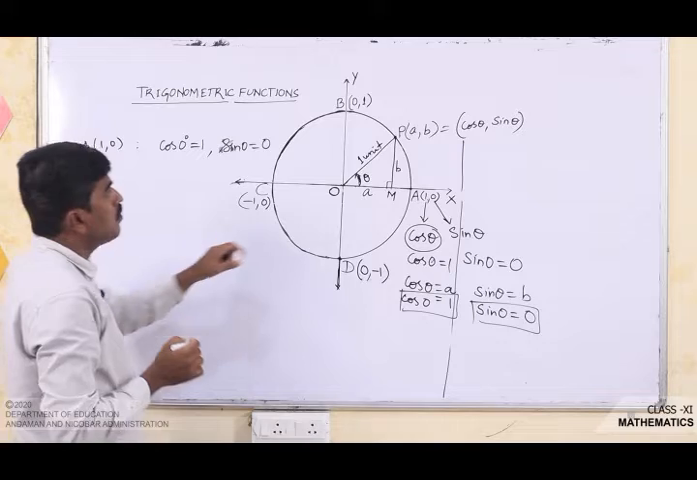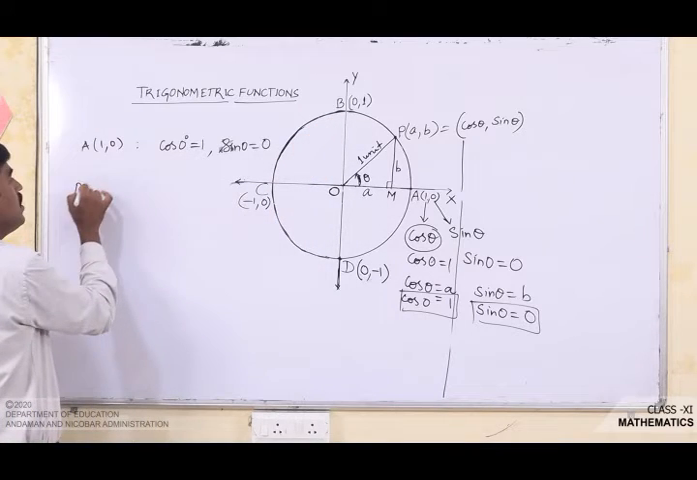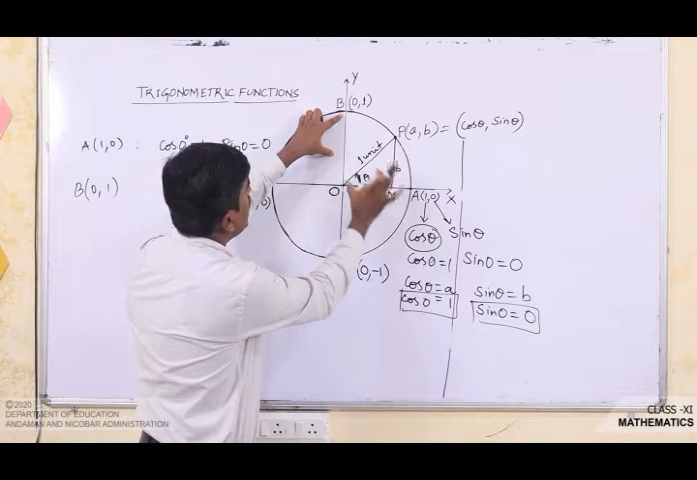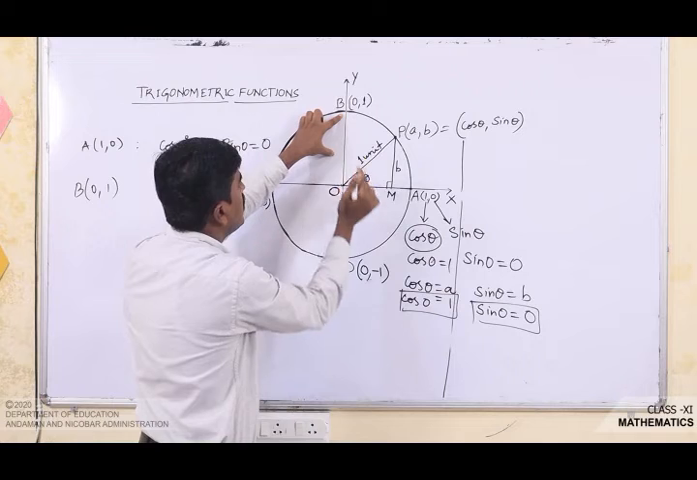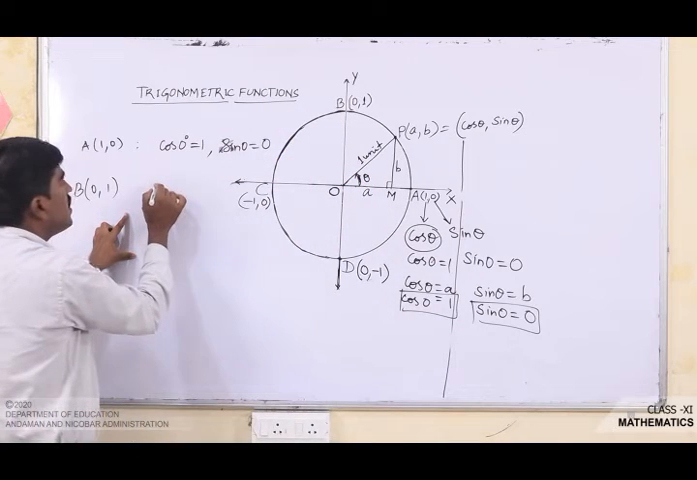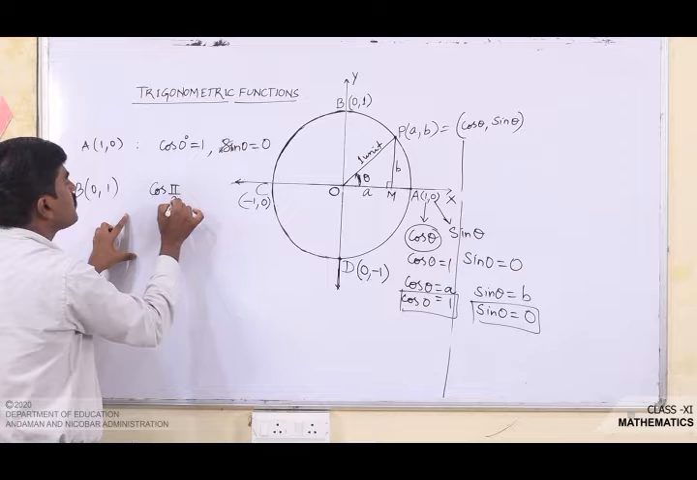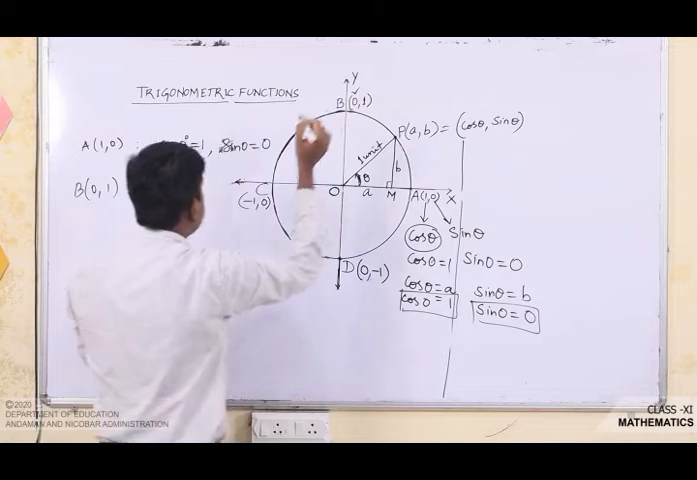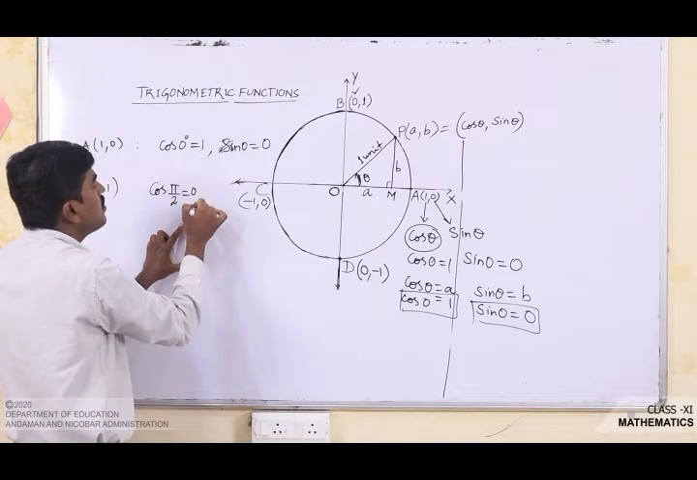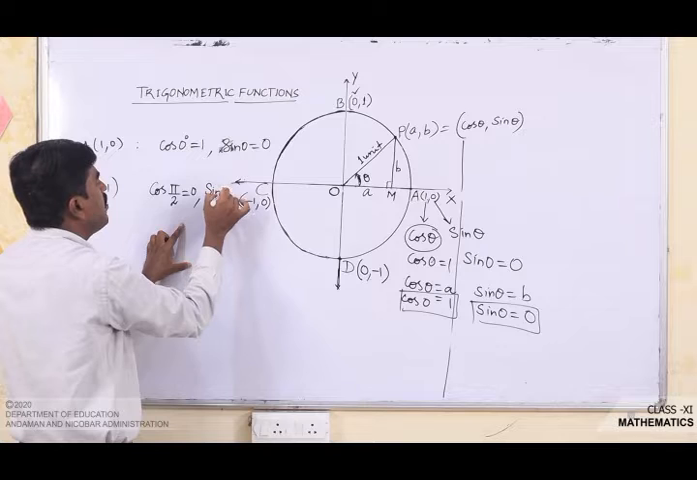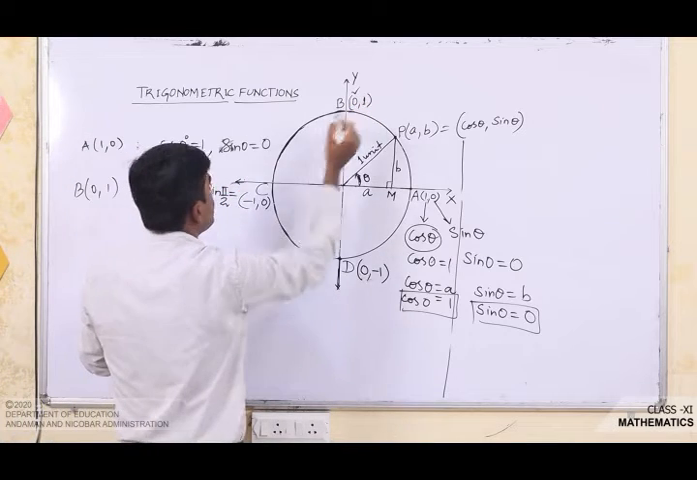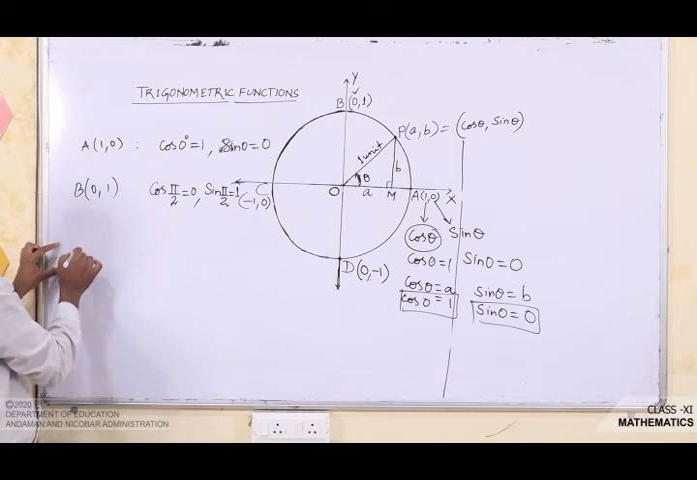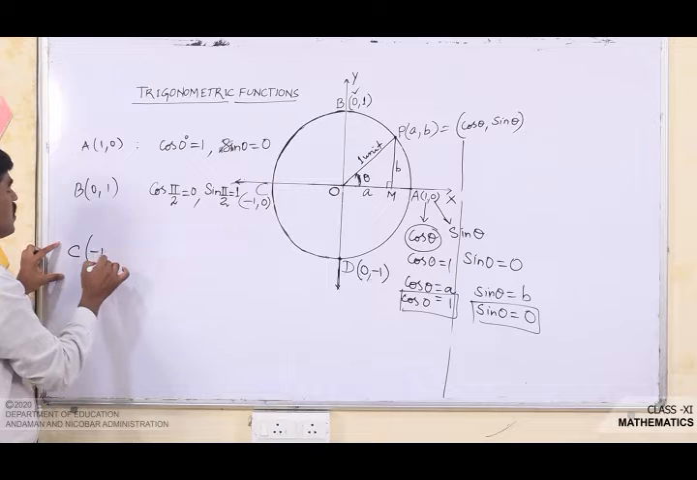Okay. Now to come to this point B. Here B is 0, 1. Now in this case, the angle between OA and OB, that is angle AOB, is pi by 2. So we can write cos pi by 2. What is cos pi by 2 here? It is equal to the x coordinate, that is 0, and sin pi by 2. What is sin pi by 2 there? That is the y coordinate of this point, that is 1. Okay, now if we take the point C, minus 1, 0.